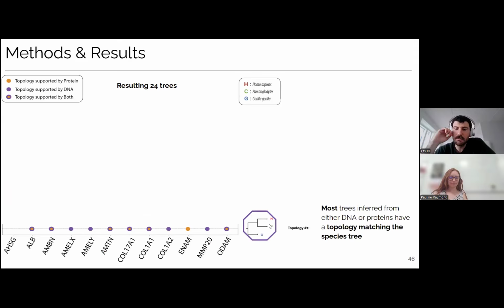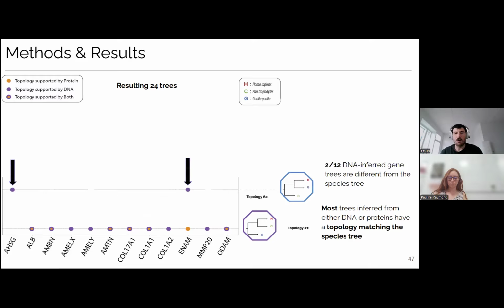And we saw that most trees, either from DNA or proteins, do create this topology that matches the population tree, with humans and chimpanzees being closer. So if you're using ODAM, if you're using DNA or proteins, you will get this tree. If you're only using collagen 1A1, either proteins or DNA would get you this tree. However, we saw 2 cases out of the 12 where the DNA inferred gene trees are different from the species tree. So with NAM, if you're using the gene, you actually get this tree, which has humans and gorillas appearing closer, same as AHSG.